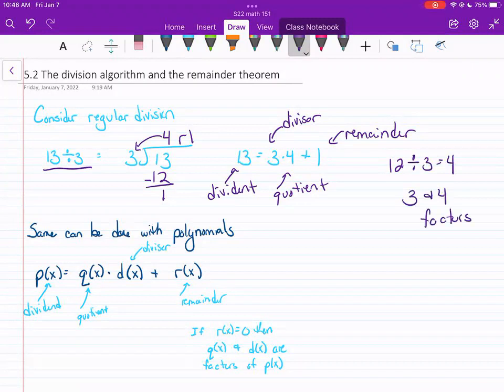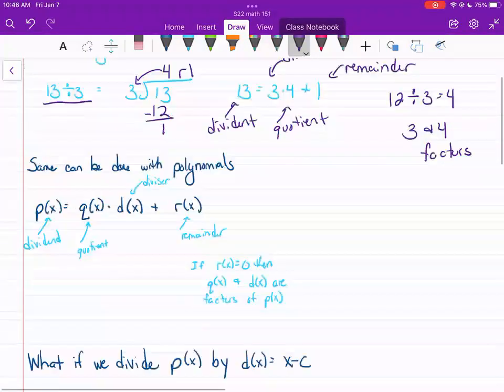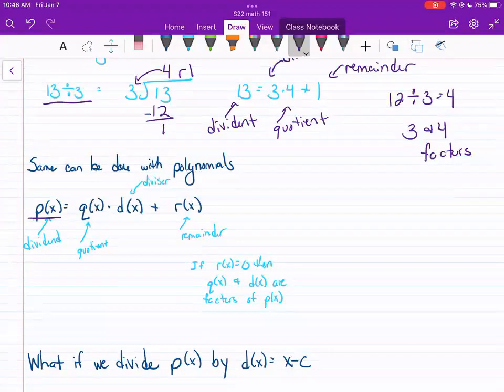Well, the same thing can be done with polynomials, and this will help us when we're looking to simplify polynomials of higher degree. So for example, if we have a polynomial p of x, we can divide it by some divisor that is also a polynomial. And the answer we get is some other polynomial, q of x, or the quotient. And it can leave us with a remainder, which can also be in the form of a polynomial.